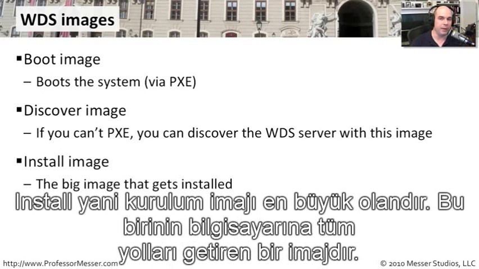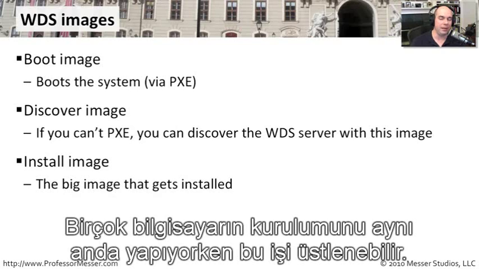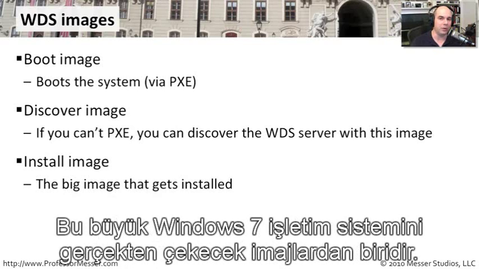The install image is the big one. It's the one that gets brought down all the way and installed onto someone's computer. And when you're setting up many computers at the same time to have this work, that's the one that's really going to pull down the big Windows 7 operating system.